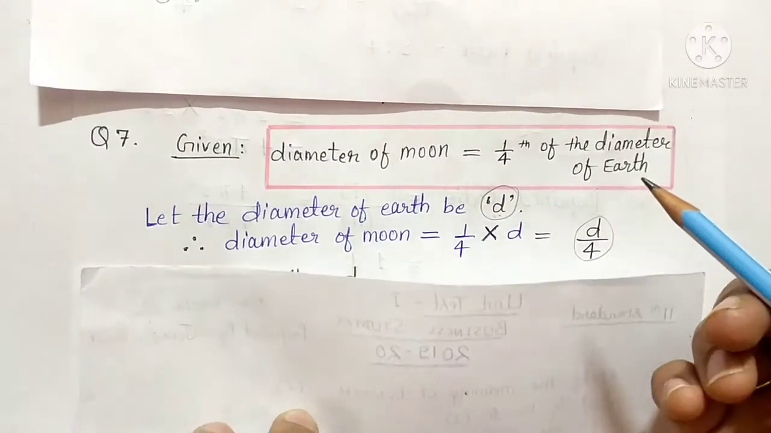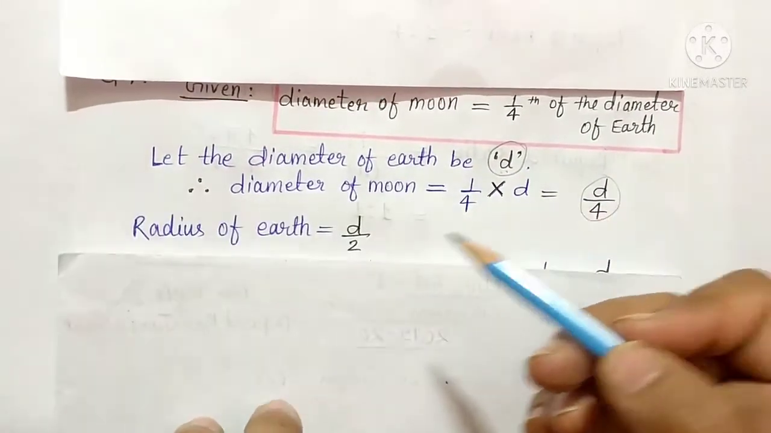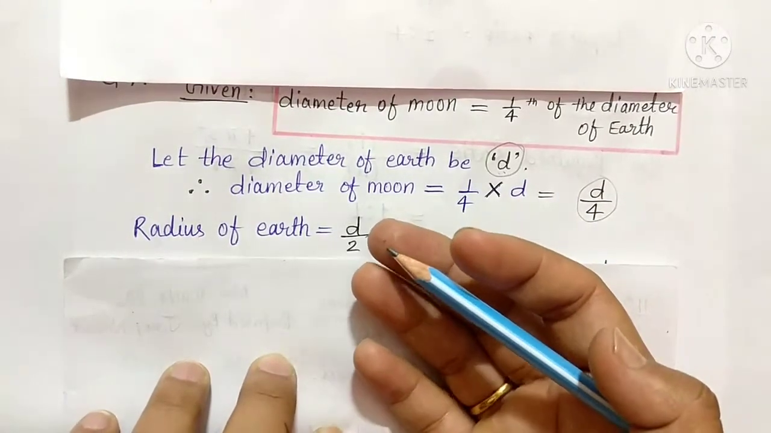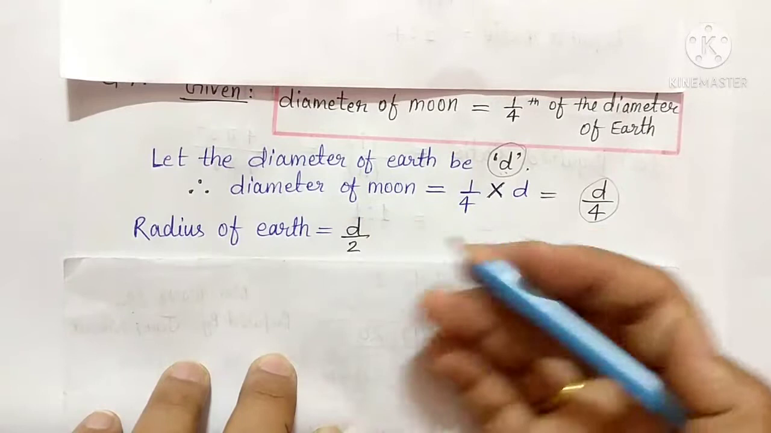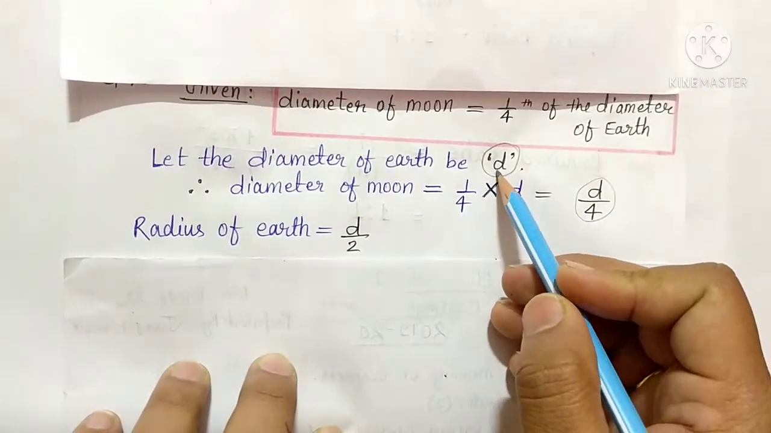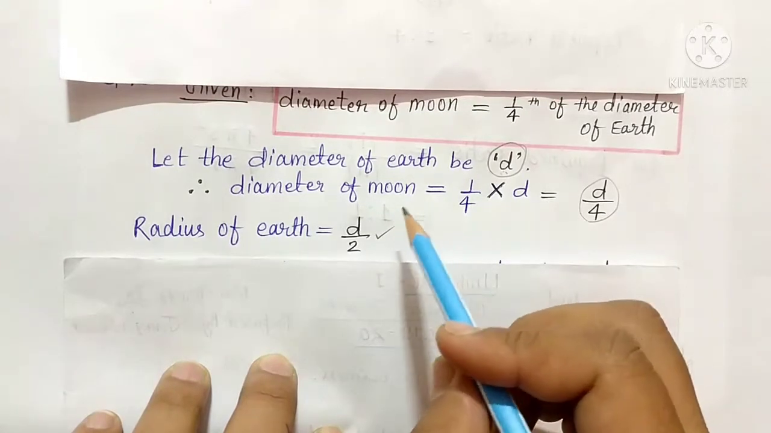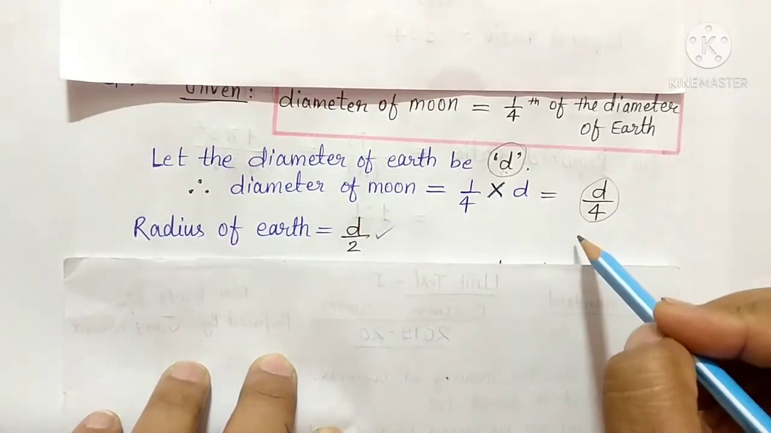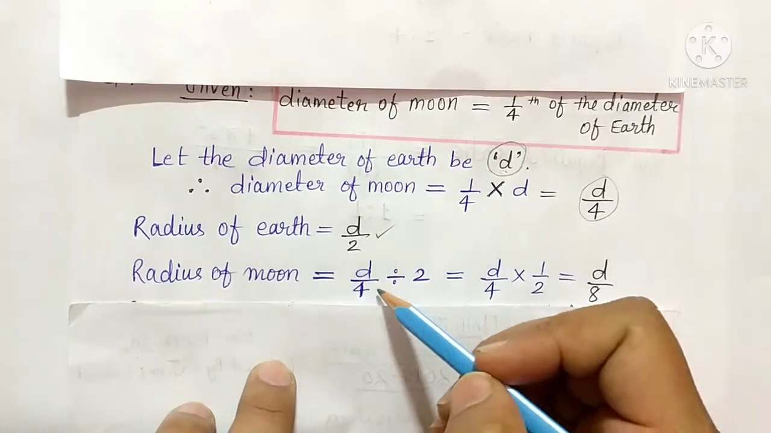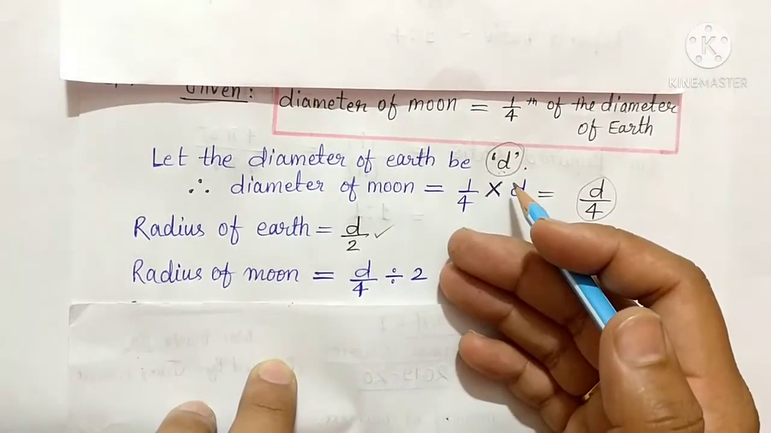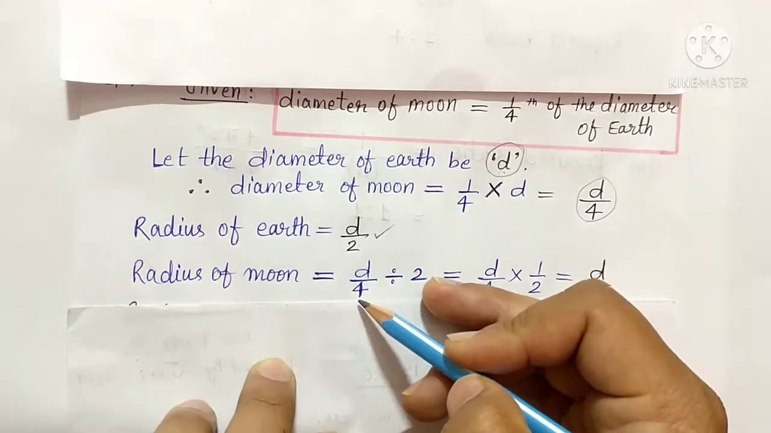Now let's move towards the question. Going to the question, the radius of the earth will be how much? As we know very well, the radius is half of the diameter. So how much diameter is given? d. So d upon 2 will be the radius of the earth. Now we have to find the radius of the moon. The diameter of the moon is d upon 4, which is divided by 2. That's the way to find the radius.